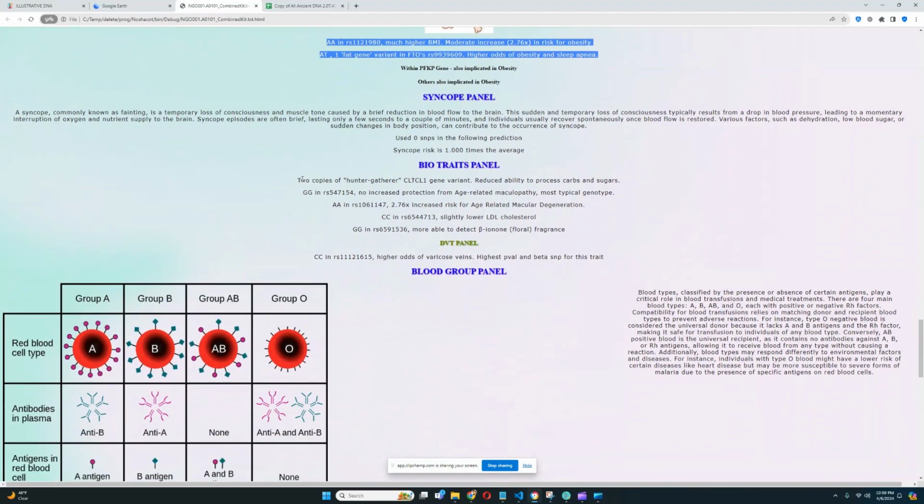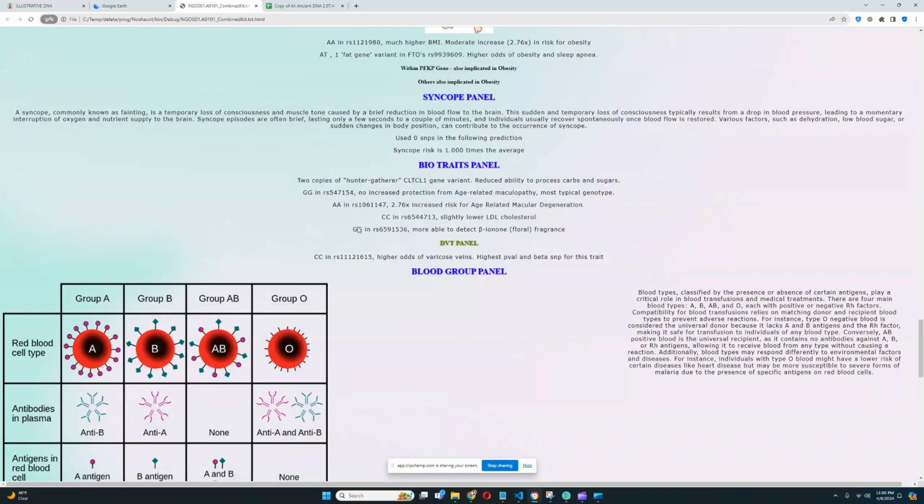For bio traits panel, he's got two copies of the hunter-gatherer CLT-CL1 gene variant, which basically corresponds to reduced ability to process carbs and sugars. It does not really have anything to do with being a hunter-gatherer or a farmer. It's just that it was named this way because apparently the biologists who named this variant thought that reduced ability to process carbs and sugars would be beneficial to somebody living a hunter-gatherer lifestyle. It does not really have anything to do with hunter-gatherer ancestry or anything like that, so don't worry about it too much. I have the same genotype here actually as this individual. I also have two copies of the hunter-gatherer CLT-CL1 gene variant.